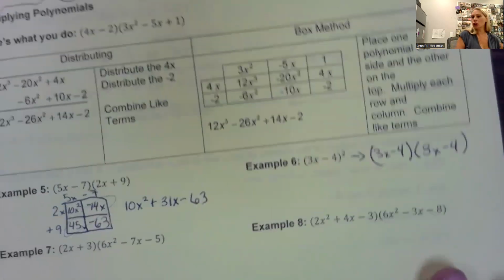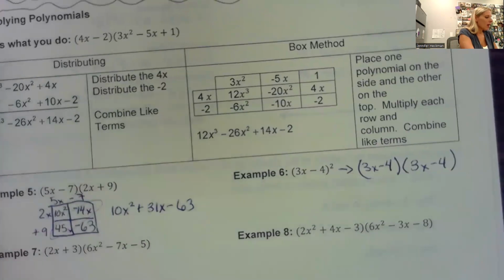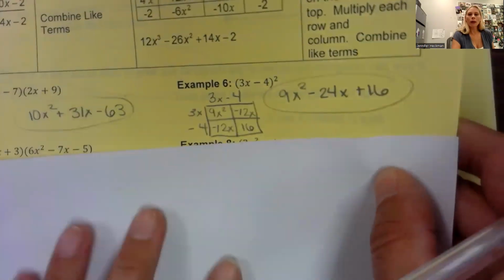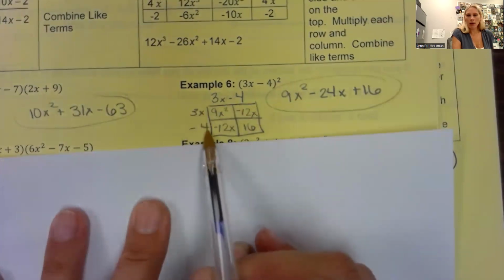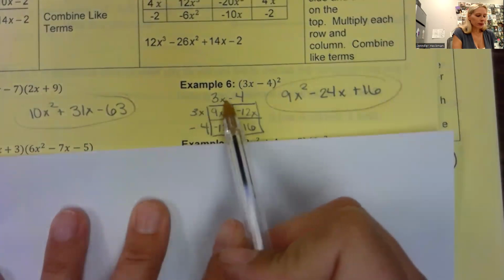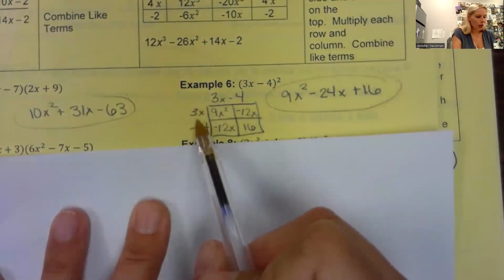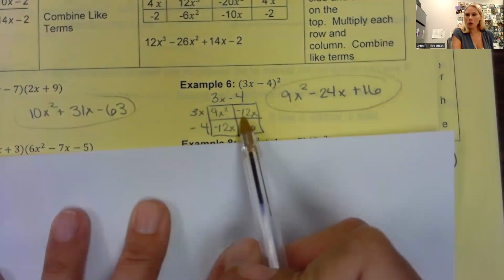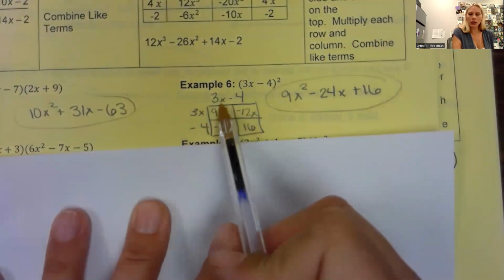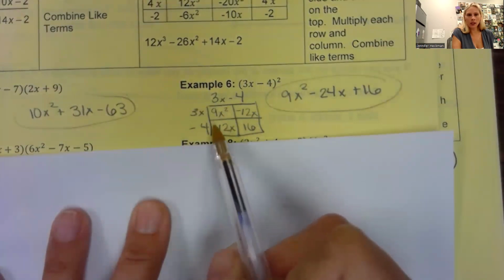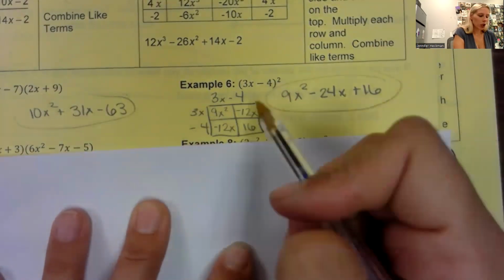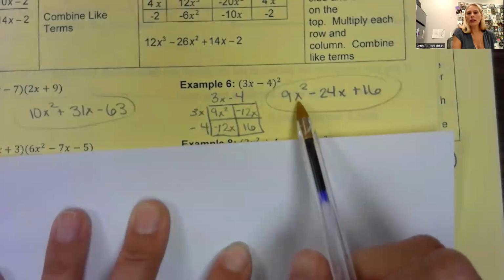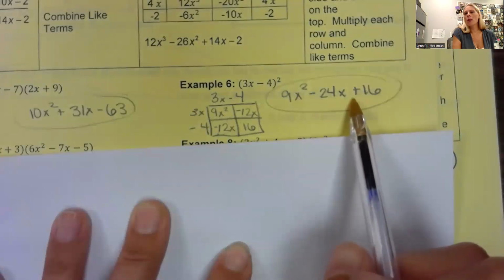What I'm going to do right now is just show you the example because I would do this the same way that I did example 5 after I expanded it. So again, what I'm doing is I create my box. I have 3x minus 4 times 3x minus 4. 3x times 3x is 9x squared. 3x times negative 4 is negative 12x. Negative 4 times 3x is negative 12x. Negative 4 times negative 4 is positive 16. Okay, and I combine like terms, right? Those x's right there. And I end up with 9x squared minus 24x plus 16.